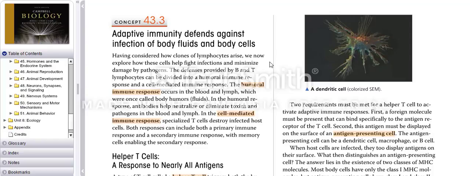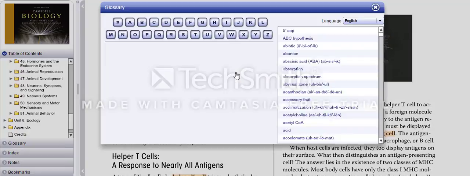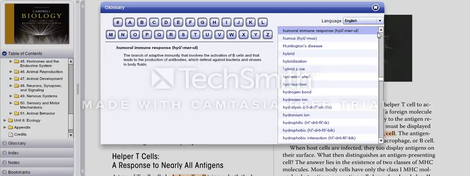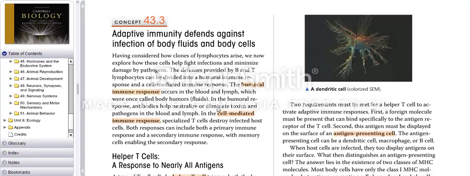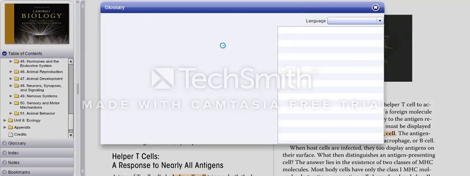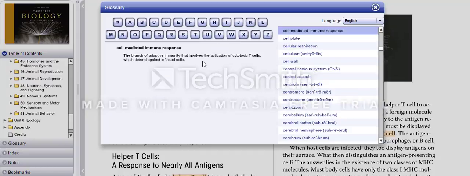So, in the first section, going back to the second video, we have defenses based on the B and T lymphocytes, and we have it divided into two separate sections. We have the humoral immune response, which is based on B cells, activation of B cells. And the cell-mediated immune response, which is determined by the activation of T cells. It involves cytotoxic T cells, defending against infected cells.